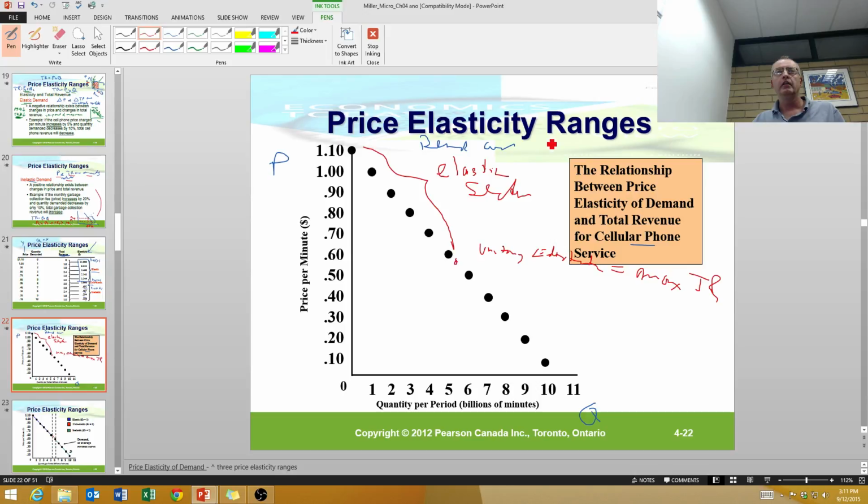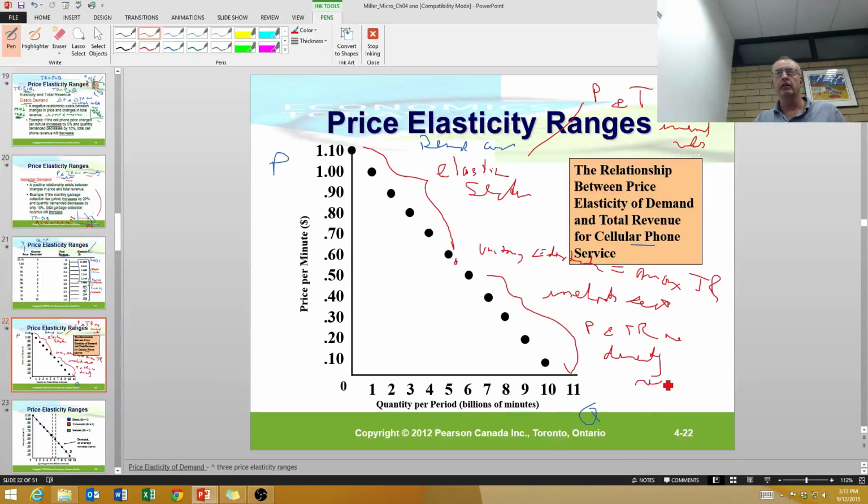The demand curve. And so we know that in this section, price and total revenue are inversely related. And in the bottom section of the curve, this is the inelastic section. And down here, price and total revenue are directly related.